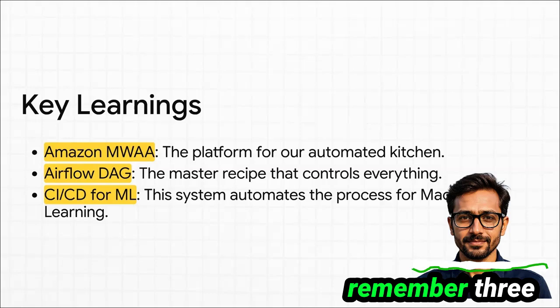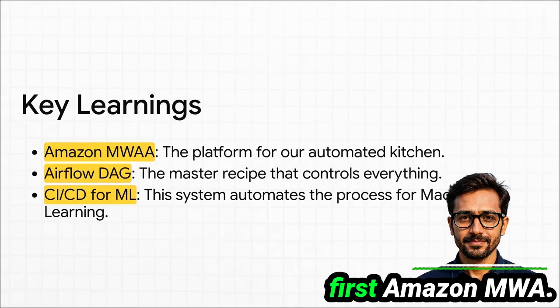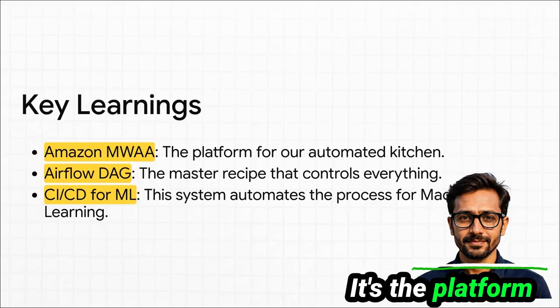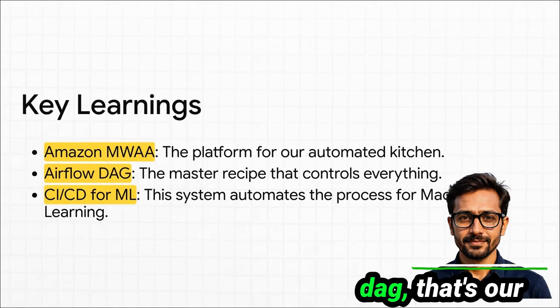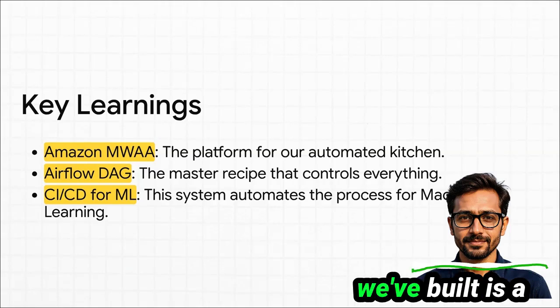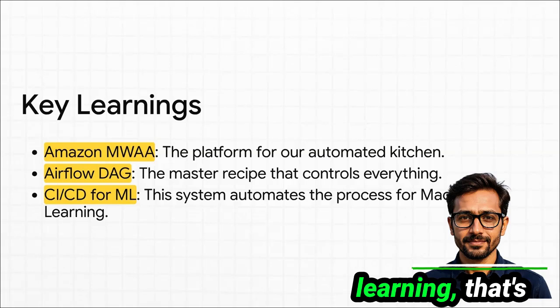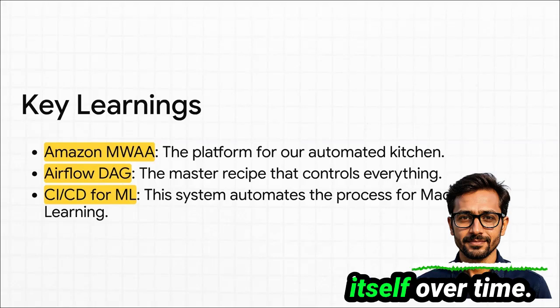So, if you only remember 3 things from today, let it be these. First, Amazon MWAA. That's our automated kitchen. It's the platform that runs the whole show. Second, the Airflow DAG. That's our master recipe. It's the brain that controls the entire workflow. And third, what we've built is a true CI/CD pipeline, but for machine learning. That's continuous integration and continuous deployment, a system that is constantly learning and improving itself over time.